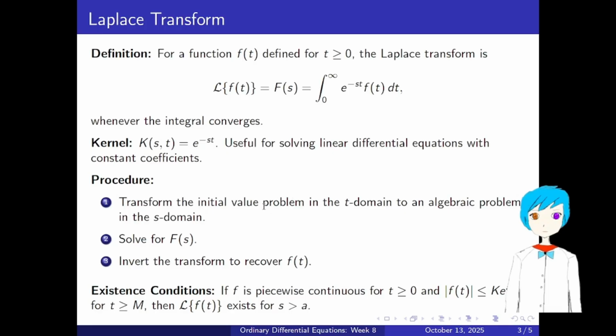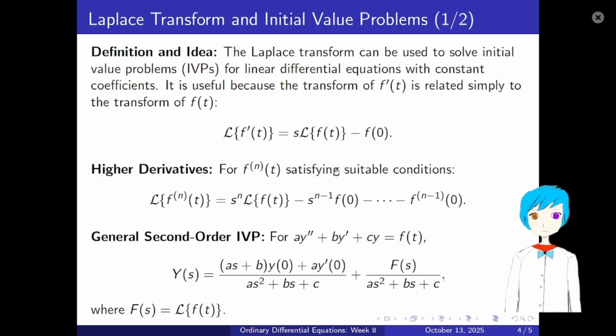So if we have an initial value problem with initial condition defined for t equals 0, we can apply the Laplace transform to convert into the s domain, and we solve for F of s, and then we invert the transform to recover f of t. If the growth of f can be bounded by some exponential growth, then the Laplace transform for f exists for s greater than a. This guarantees the existence of the Laplace transform.